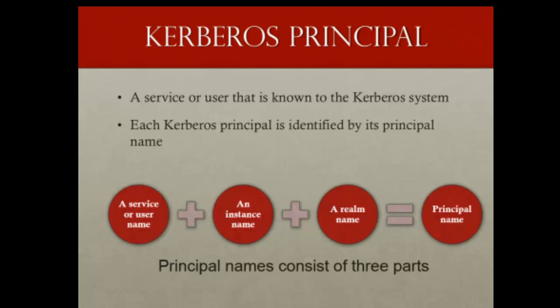Okay, well, let's talk about a Kerberos principal. This related concept is that of a Kerberos principal, which is a service or a user that is known to the Kerberos system. Each Kerberos principal is identified by its principal name. A principal name consists of 3 parts: a service or a username, an instance name, and also a realm name. Again, realm will tie it to the right database, and then we look in the database for the principal information. Networks of clients and servers under different administrative organizations typically constitute different realms.